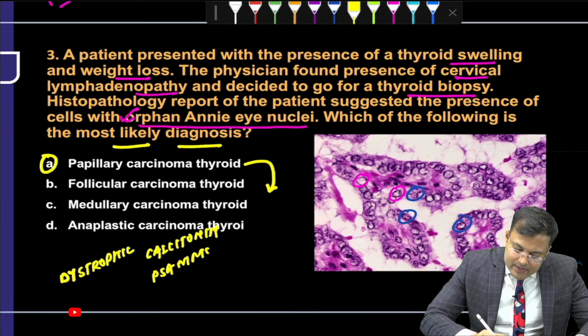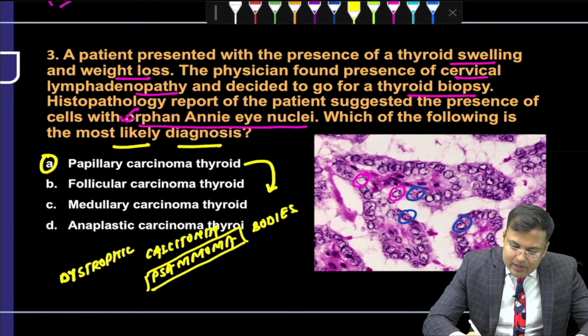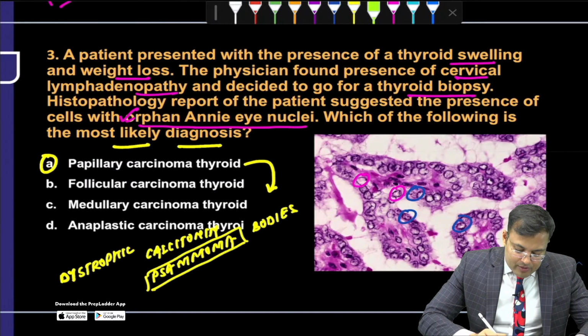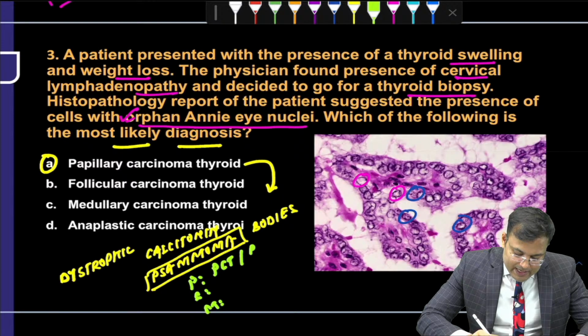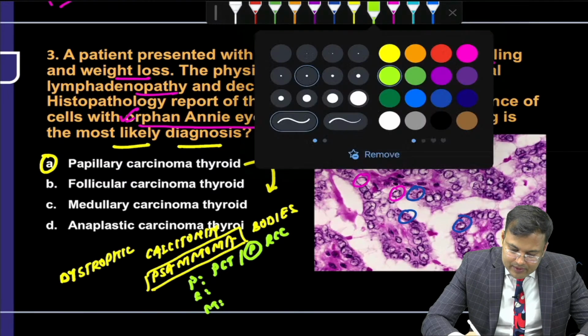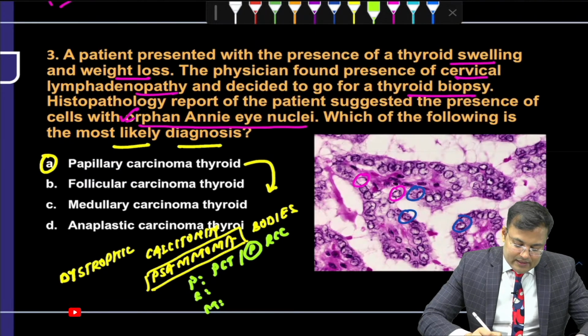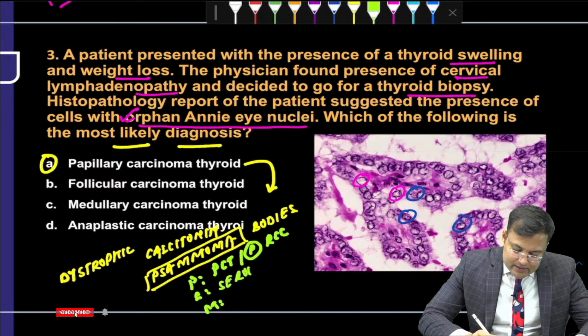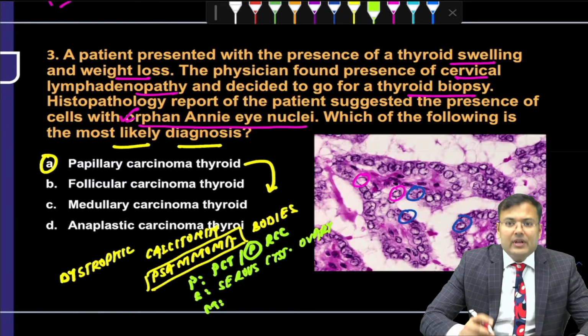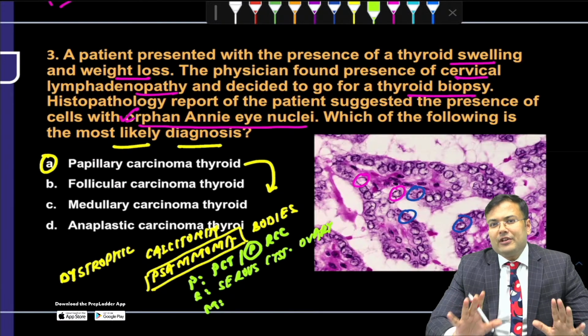Now you guys tell me in which malignancies these psammoma bodies are seen, and how to remember? The mnemonic is PSM. So P means papillary carcinoma thyroid and papillary variant of RCC. S, that is serous cystadenoma ovary. And you people tell me, M means, I am waiting for your reply.